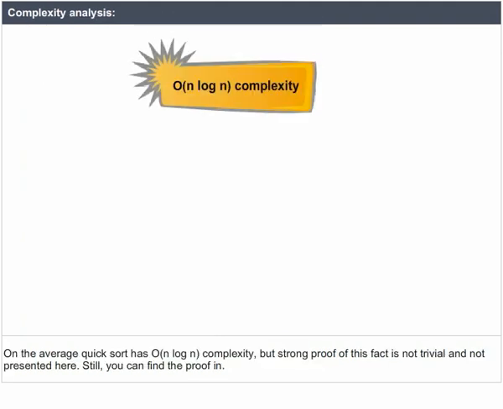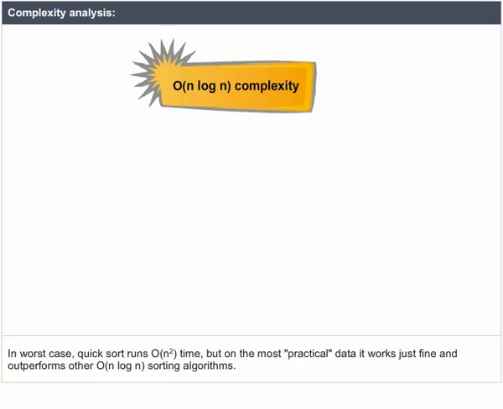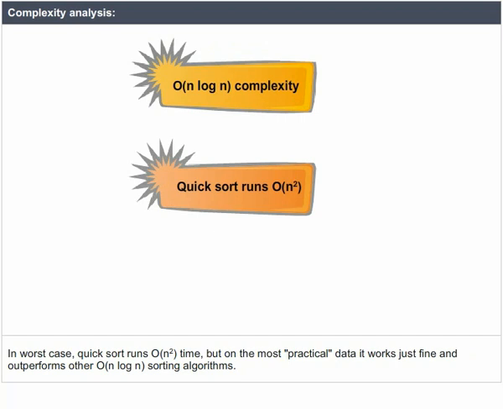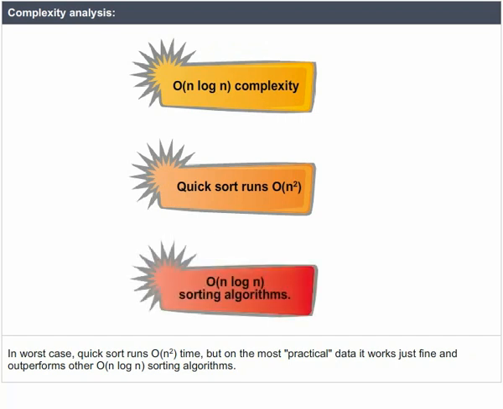Complexity analysis. On average, quicksort has O of n log n complexity, but the strong proof of this fact is not trivial and not presented here. Still, you can find the proof. In the worst case, quicksort runs O of n to the power of 2 times, but on most practical data it works just fine and outperforms other O of n log n sorting algorithms.